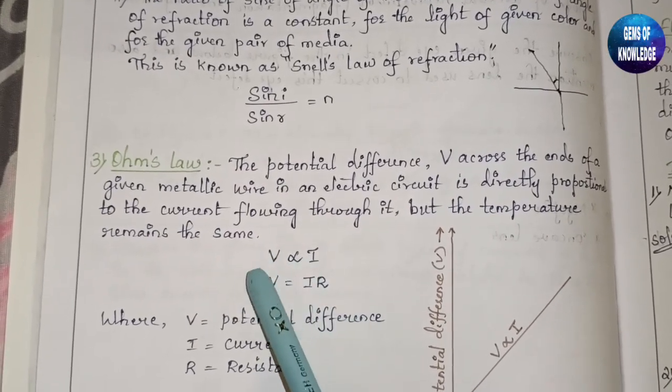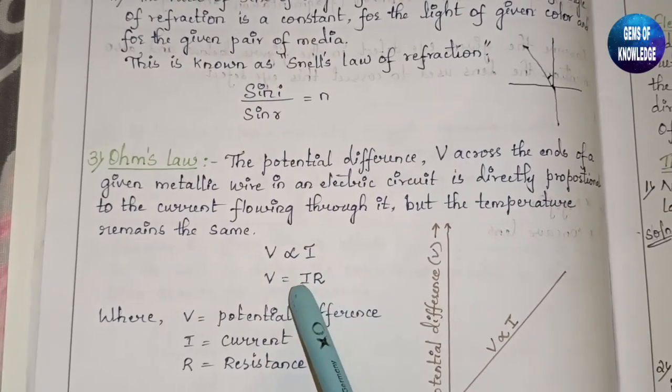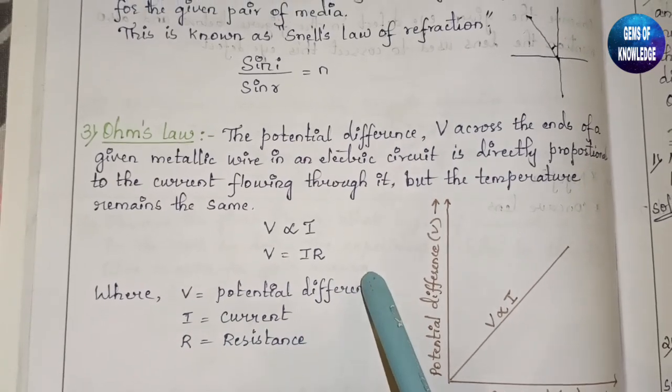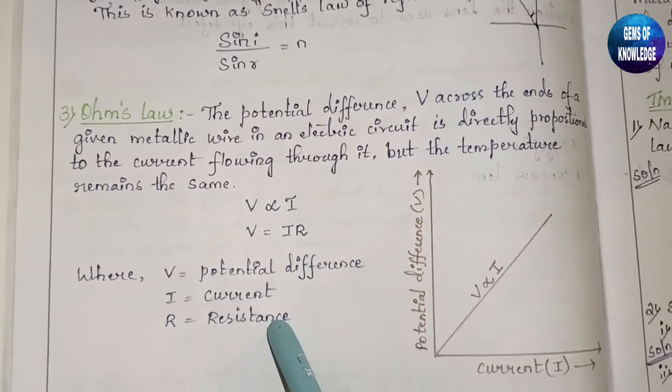So the main formula here is V equals IR, meaning I into R, where V is potential difference, I is current, and R is nothing but resistance.